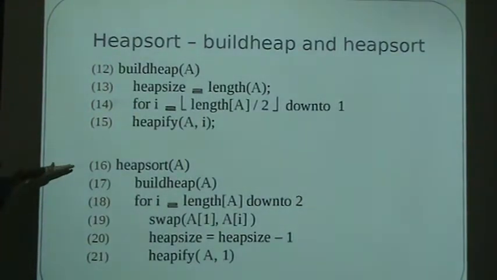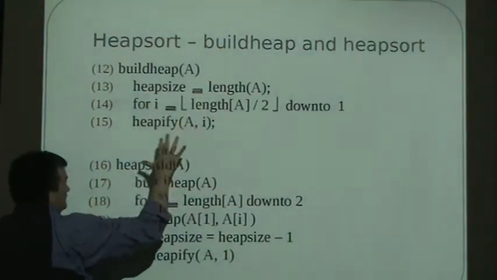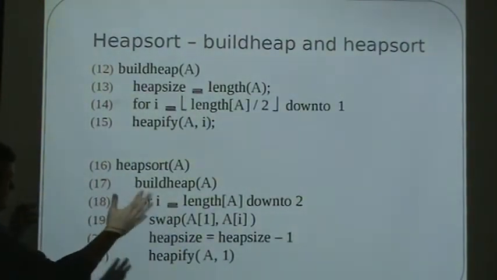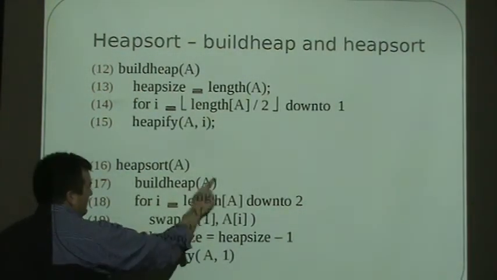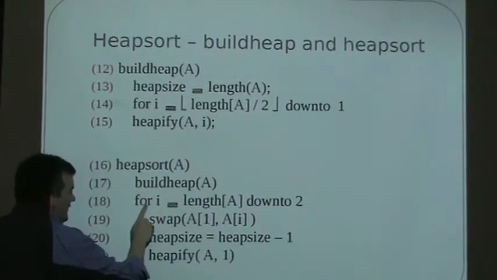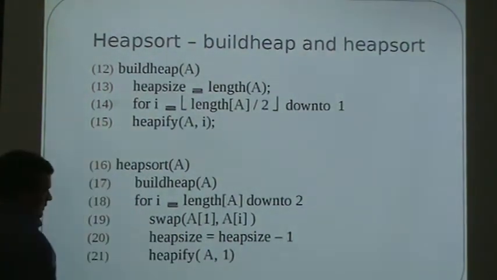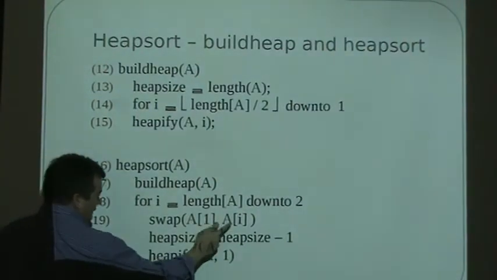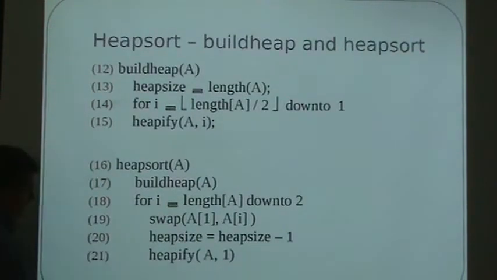Once we've built our heap, this is the routine that will take a set of random numbers and turn them into a legitimate heap. So HeapSort will do step 1, build a heap, and then for i equals the length of the array down to 2, we swap the values. We take the value of the end one and the first one, we swap them, and we reduce the size of the heap by 1.